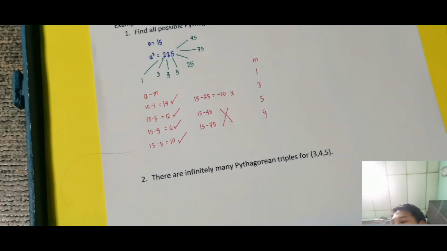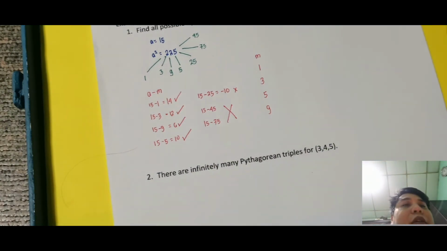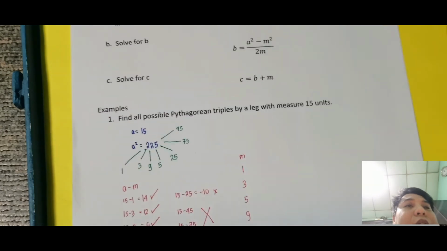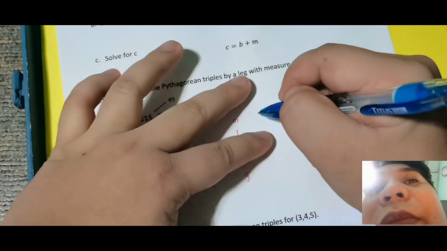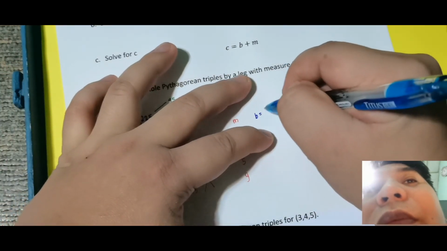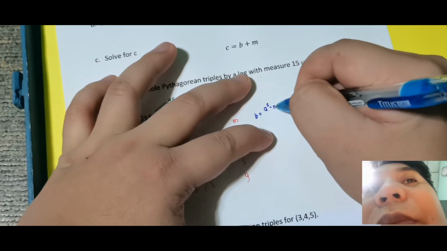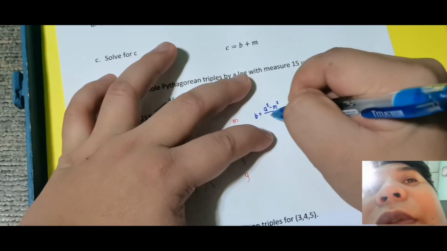Okay, ngayon, hahanapin naman natin yung value ng B. Paano hanapin yung value ng B? Value ng B is A squared minus M squared over 2M. So, yung value ng B is equal to A squared minus M squared over 2M.